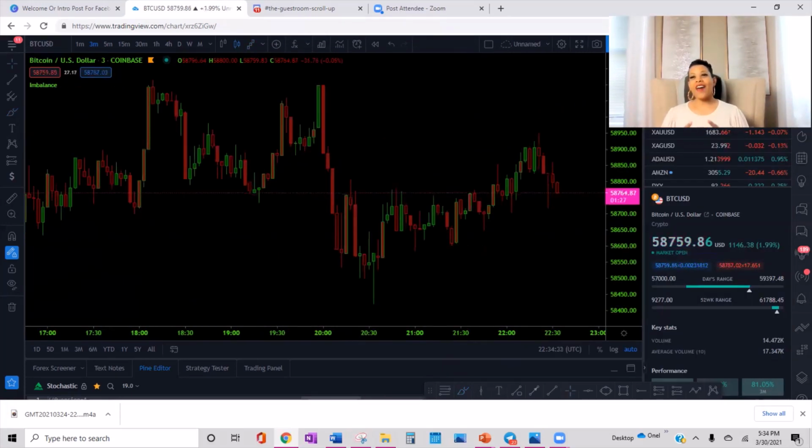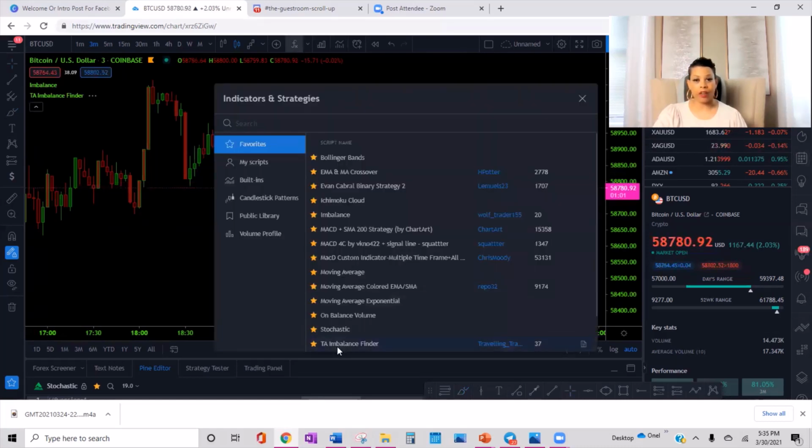Now, I found this gem. I was actually looking for an indicator like this before. This is fairly new. If you know how to trade imbalances, and I'll do a video on trading imbalances, I've got a great strategy for that. So if you're trading imbalances, you know what I'm talking about. There's an indicator here. I'm actually going to put two on here, and I'll show you why I'm going to put this other one on here, down here. This one right here, TA Imbalance Finder, and then I am using just the imbalance by Wolf Trader here.